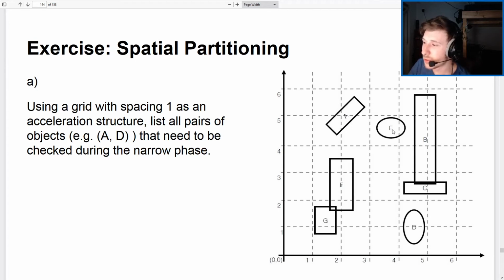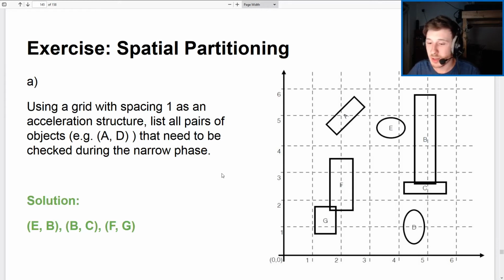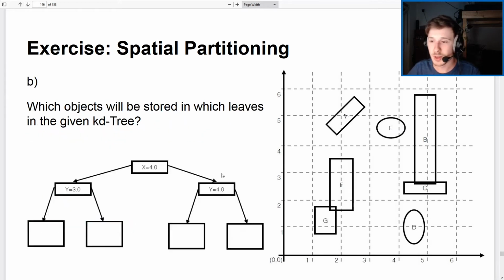E and B don't look like they would collide to the human eye, but the broad phase algorithm would flag them as could potentially collide, check in the narrow phase. So mark them down. Okay, yeah, EB, BC, FG, we got this. Good one. Next one. Which objects will be stored in which leaves in the given KD tree?